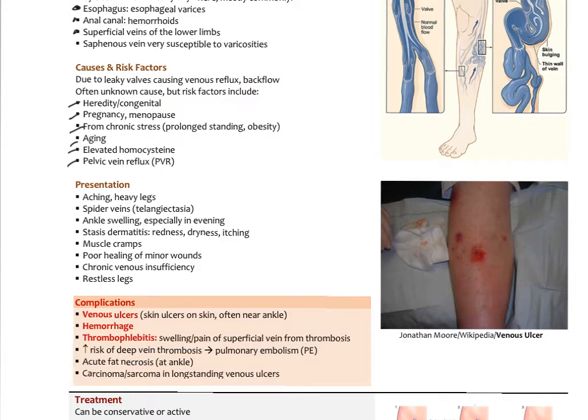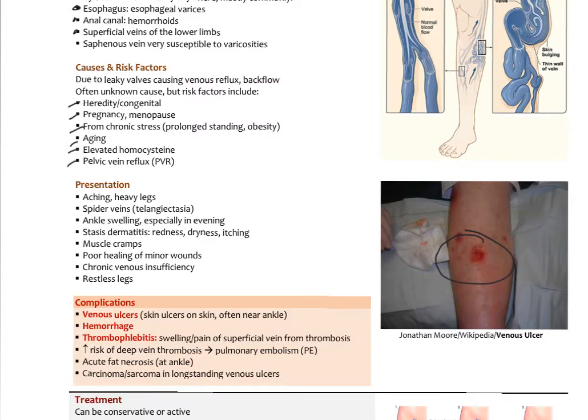We can develop what's called stasis dermatitis with redness, dryness, itching. You can see that over here. This is where we can create what's called a venous ulcer, basically. And venous ulcer is very common. We see that clinically. And that's typically due to either the superficial or sometimes the deep veins actually having varicosities, and there's poor venous drainage from the legs. Muscle cramping, poor healing of minor wounds, chronic venous insufficiency, and restless legs would all be part of the presentation.